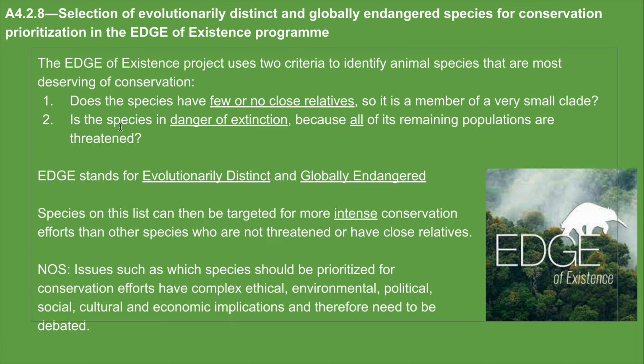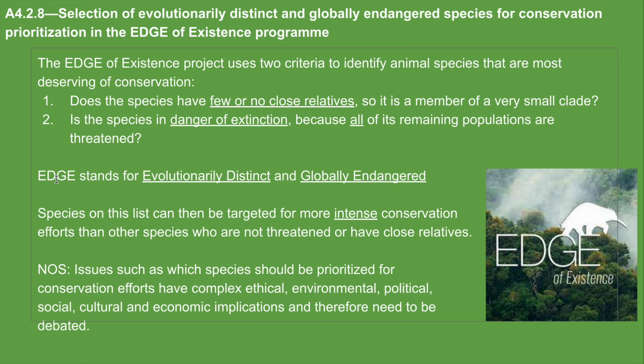Next, is the species in danger of extinction? Because all of its remaining populations are threatened. So say we have an ostrich population that is threatened, that doesn't necessarily mean that we're going to raise those ostriches higher on the list if there are other ostrich populations that are not threatened. And so is all of them in danger of extinction?